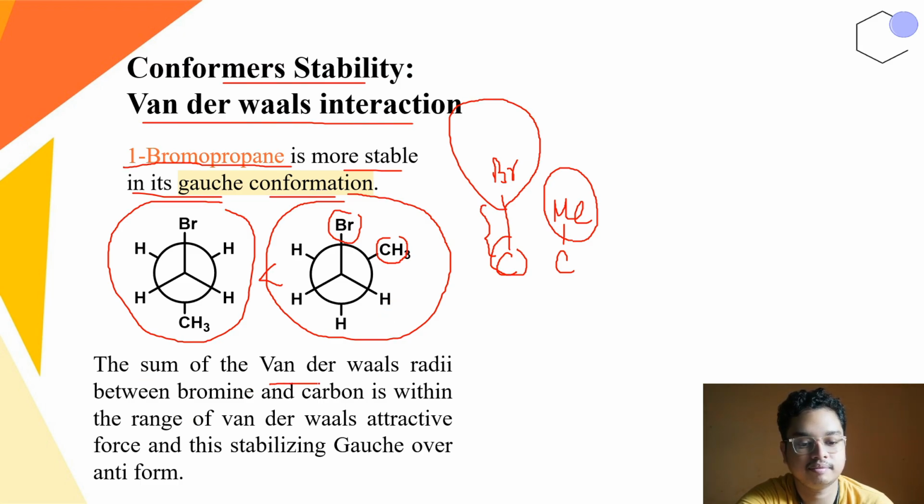The sum of the van der Waals radii between bromine and the carbon present in the methyl is within the range of the van der Waals attractive force, and this stabilizes the gauche form over the anti-conformer.